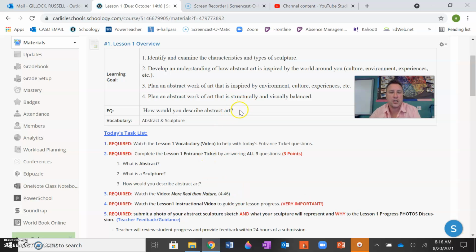So if your central question, you're going to be thinking about how would you describe abstract art. That is not the central question for the end of the unit. It's just your first essential question during this investigative phase. And then lastly, your first 2 vocab words will be abstract and sculpture.